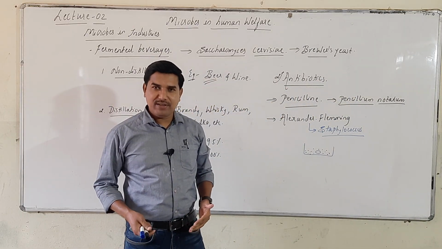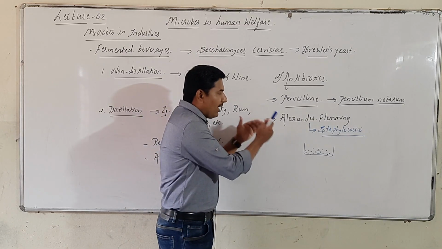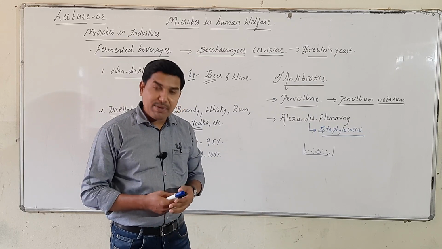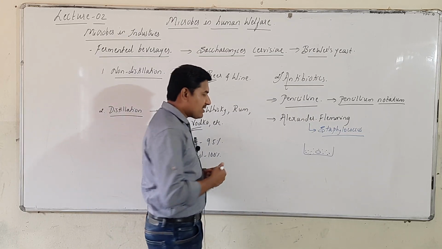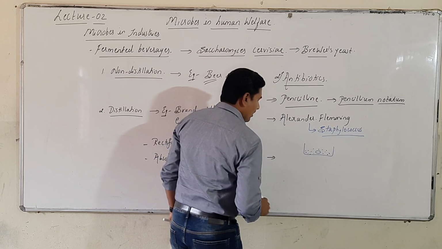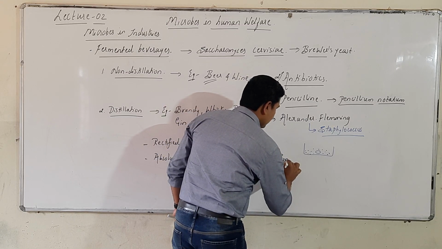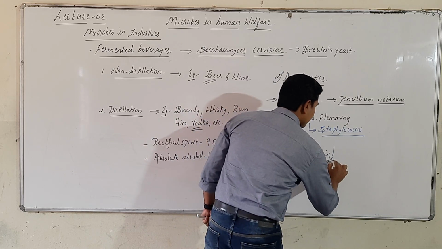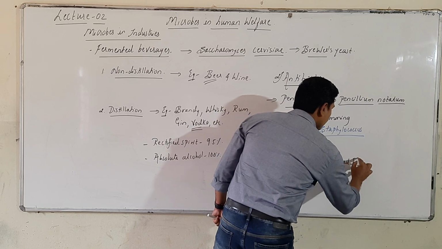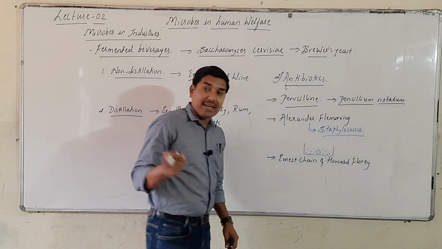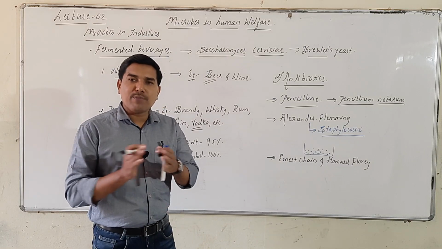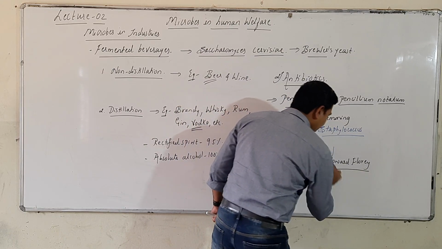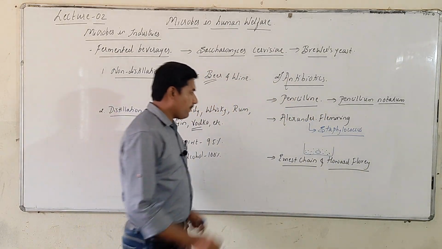This was the discovery. Okay, then Alexander Fleming just discovered this fungus. Then later on, its therapeutic value, its medicinal properties, were identified by Ernest Chain and Howard Florey, two of his colleagues. Because of this, what happened?